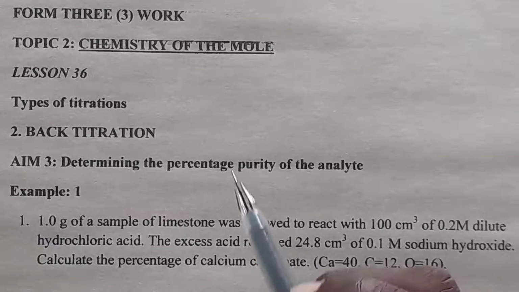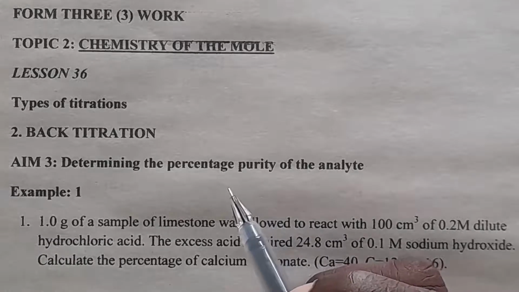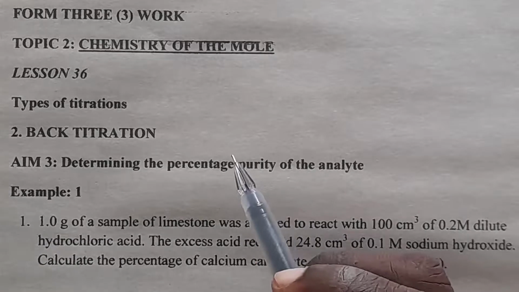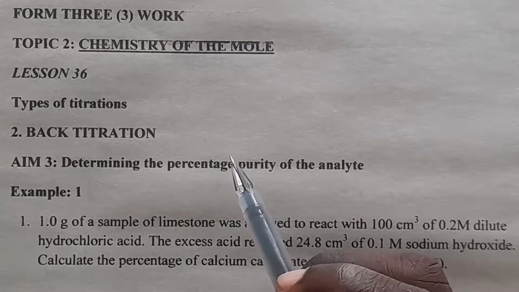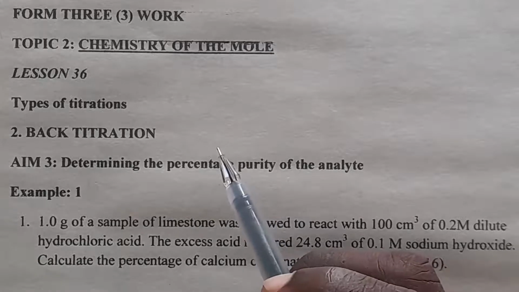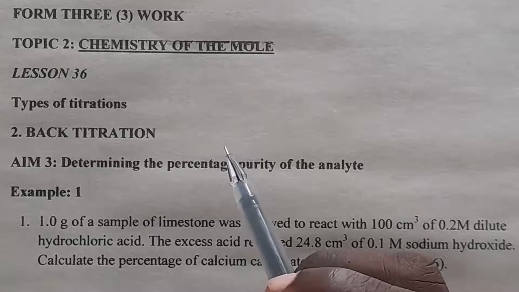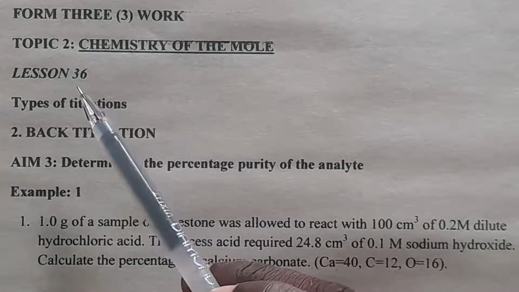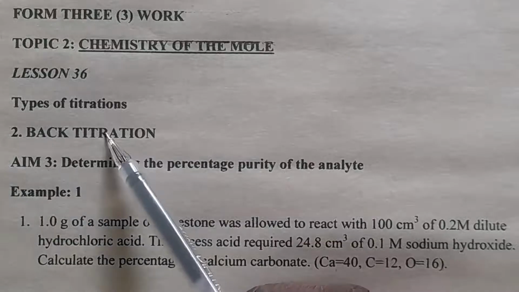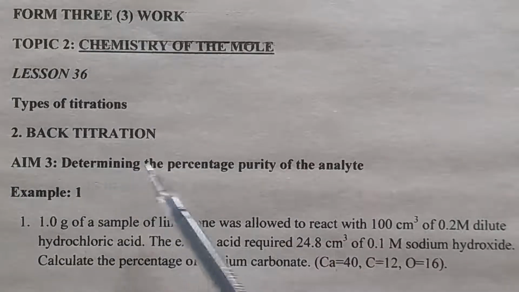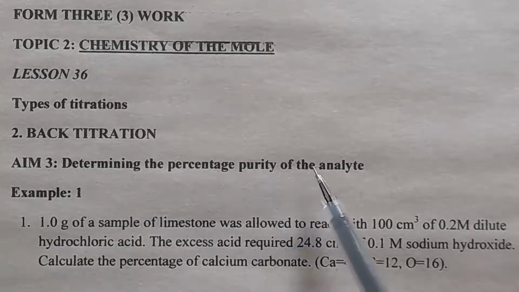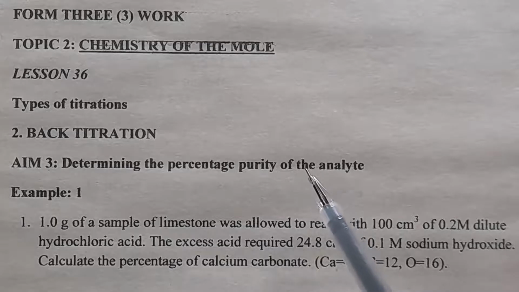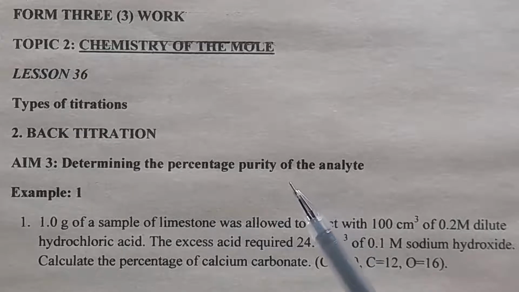Hello students, welcome. Previously, in lesson 35, we were dealing with the second aim of back titration, which was determining the mass of the analyte. So today, in lesson 36, we are going to do aim number 3 of back titration, which is determining the percentage purity of the analyte. Kindly stay with us till the end of the video.